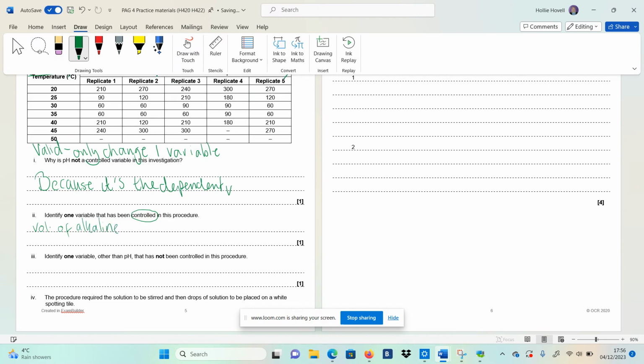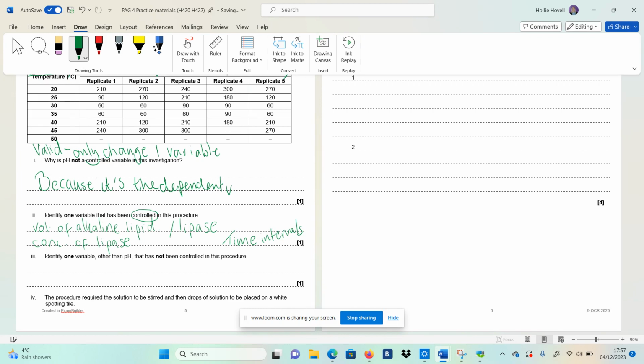Never say amount, remember, say the same volume of alkaline lipid. You could say the same concentration of the lipase enzyme. You could say they used the same volume of the lipase solution. You could say that for each test, they kept the temperature the same for the 5 repeats. You could say that they kept the same time intervals between testing. So they always tested every 30 seconds. Okay, so there's lots of things that they controlled, lots of things that they kept the same that you could have said.